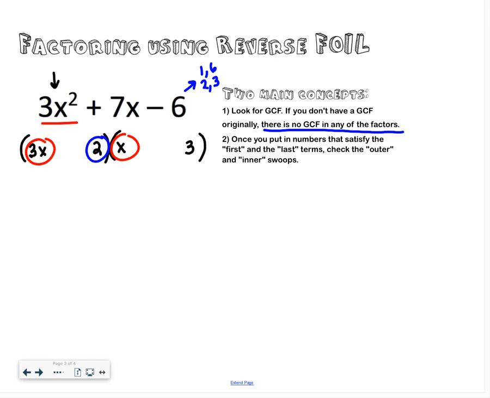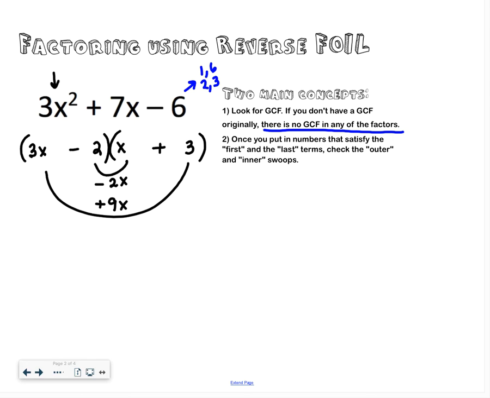So this is where the outer and inner swoop come into play. So I'm going to look at my outer and my inner. So 3x times 3 is 9x, and 2 times x is 2x. I want them to combine to be 7x, so I need a positive and I need a negative. So I need a positive there and a negative here in order for it to work. And that's the goal with these factoring games that we're going to play.